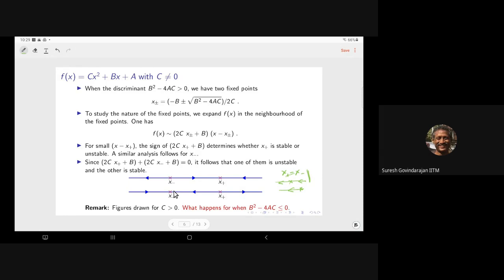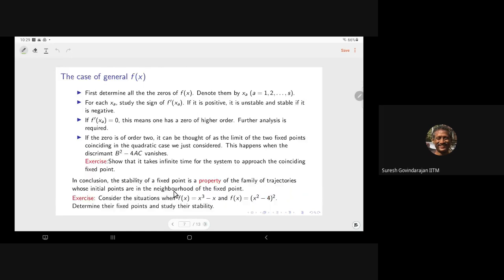So in that sense, it is like equilibrium, something coming back. Okay. So what about general f of x? How would we proceed?